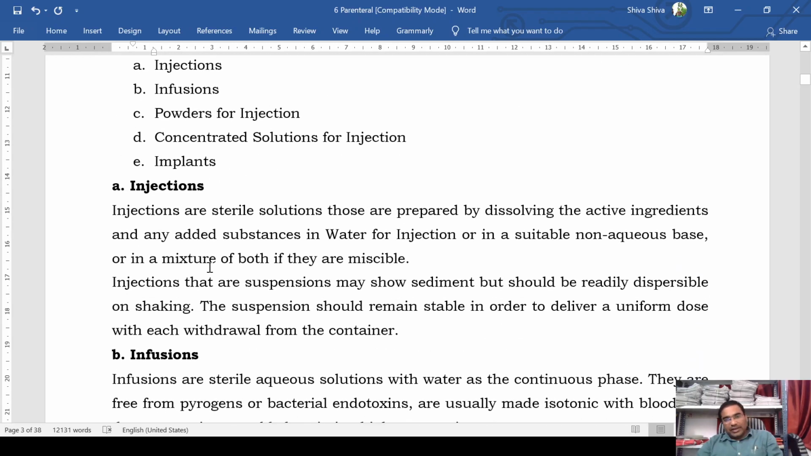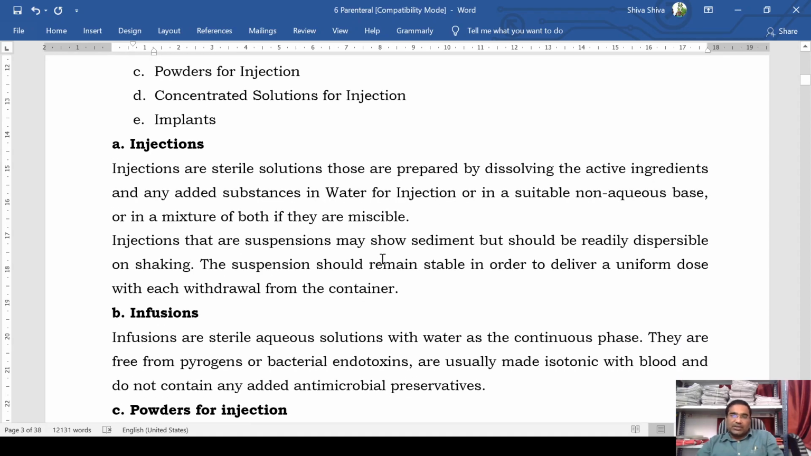So what is meant by injection? Injections are sterile solutions prepared by dissolving the active ingredient and any added substances in water for injection or in a suitable non-aqueous base or in a mixture of both if they are miscible. So injections are simply the solutions which are injected. Injections may also be suspensions, which may show sedimentation but should be readily redispersible on shaking. The suspension should remain stable in order to deliver a uniform dose with each withdrawal from the container.